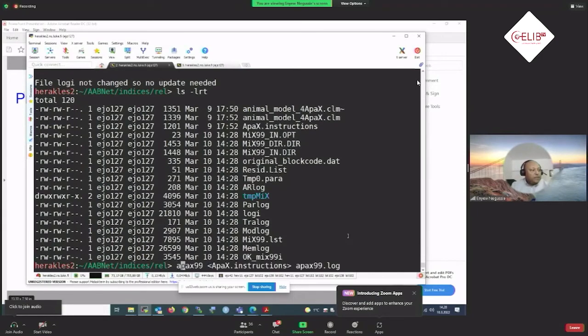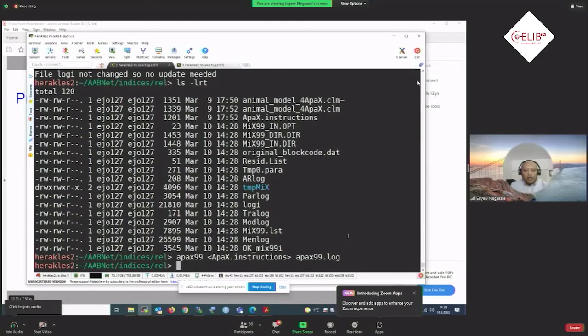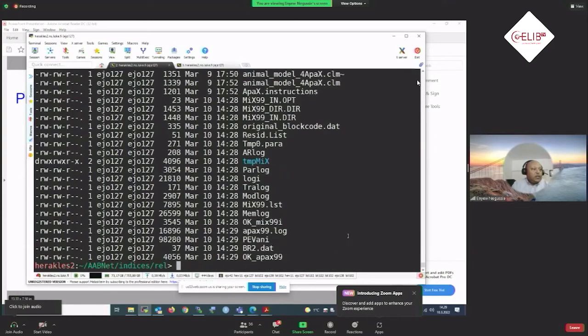APAX. The way you run APAX is you have the APAX 99 program provided to you. Then within the less-than and greater-than signs, you give the APAX instruction. Then you can write out the solution to APAX log. When you run that, you get a file called PAVANI. This is the file that contains the reliability for the animals.